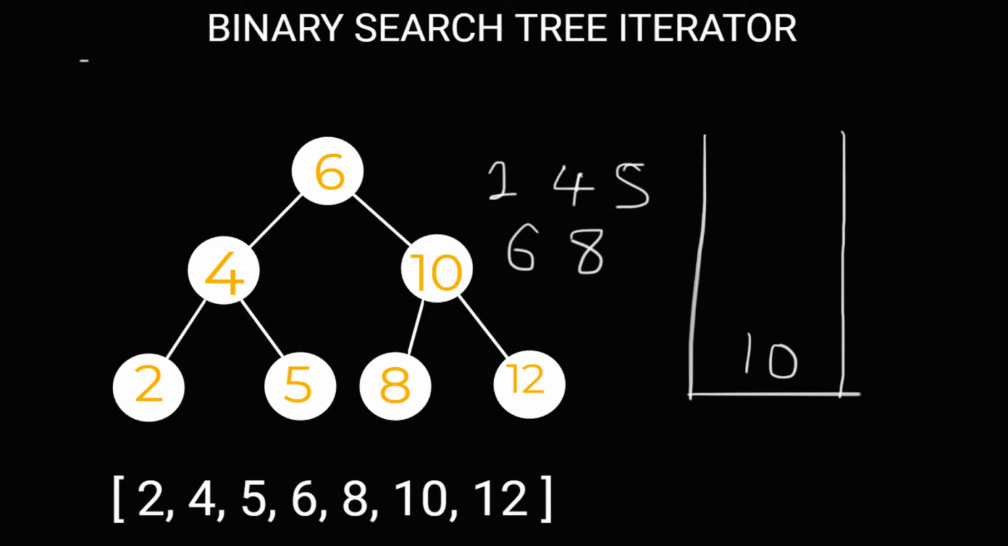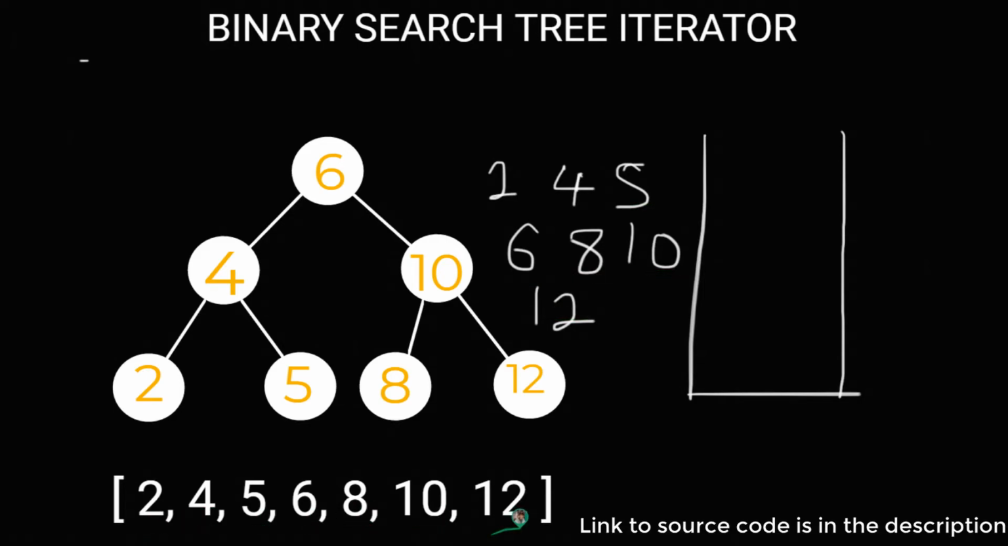And then we get to 10, we pop 10 out. Does 10 have a right child? Yes, it does. So after popping 10 out, we have to add the leftmost branch of the right child of 10. That would be this guy, and 12 is the only value there, so we add 12 to the stack. Then when we call iterator.next, we pop the top of the stack, which is 12. The values that we return in order would be 2, 4, 5, 6, 8, 10, and 12.